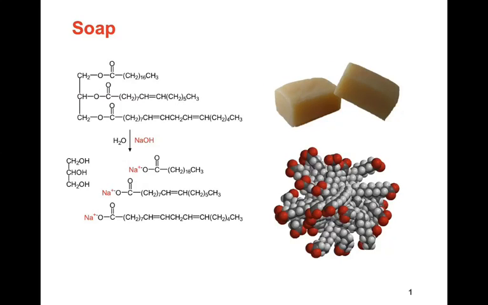Regardless of the source, cooking the fat with strong base, in this example just sodium hydroxide, which is largely what lye is, converts it into a mixture of glycerol and carboxylate salts of the fatty acids. So this is the glycerol portion, and then these are the carboxylate salts of the fatty acids. This is soap.